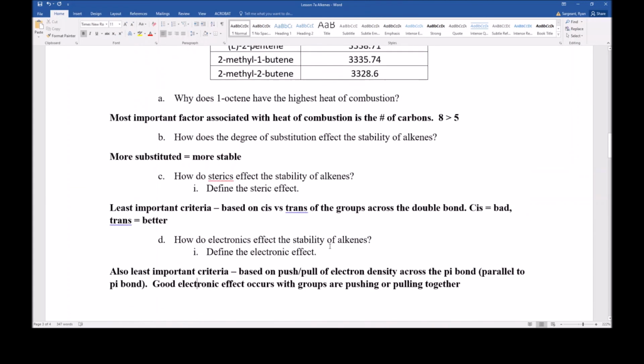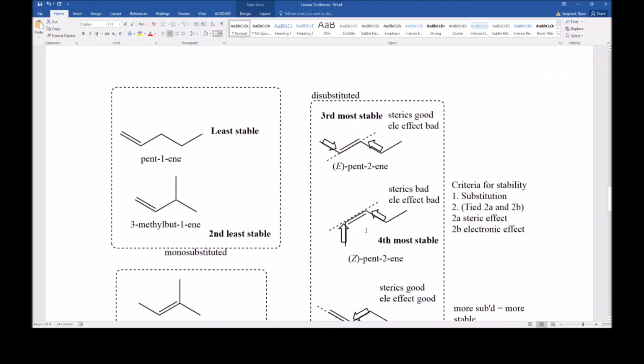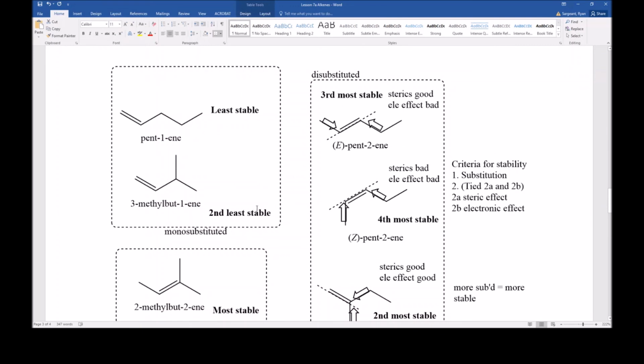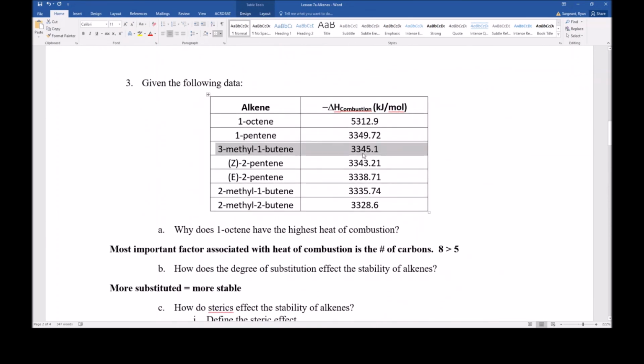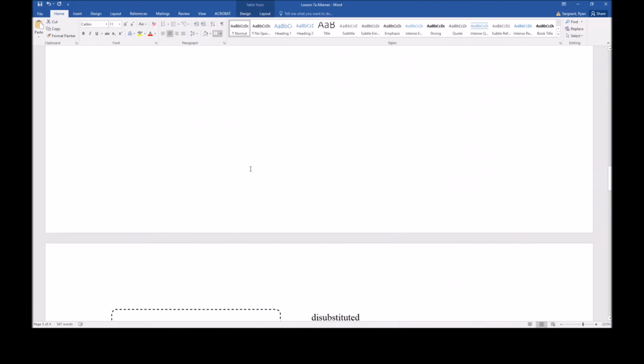Now let's look at the data to make sure that it actually matches our criteria. The one with the highest heat of combustion would be the least stable. And so, again, excluding the octene because it has the wrong number of carbons, but the 1-pentene is the highest heat of combustion, so it is the least stable. Then the 3-methyl-1-butene is the second least stable. So that's this one. And so least stable, second least stable. The lowest heat of combustion is this 2-methyl-2-butene. That's the 2-methyl-2-butene, most stable because it's tri-substituted.